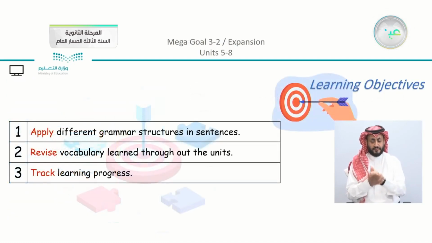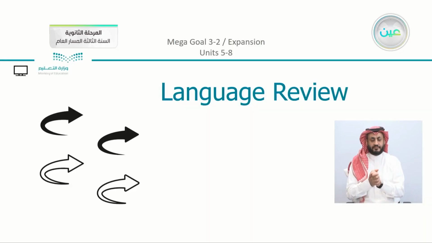Before we start, we have our learning objectives here. We have the first one, number 1, to apply different grammar structures in sentences. Number 2, to revise vocabulary learned throughout the units. Number 3, to track learning progress. So we are going to start here with the language review.